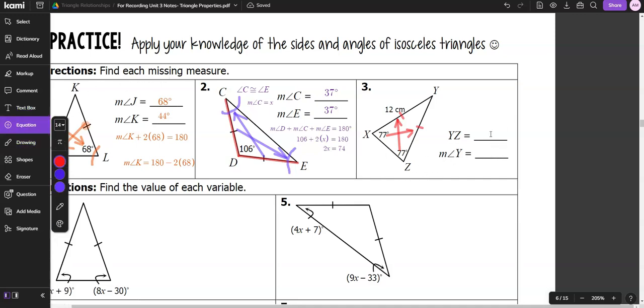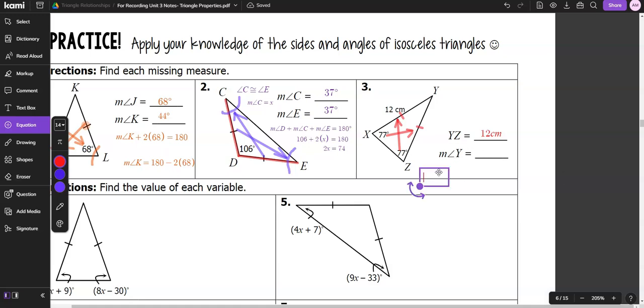So first of all, the measure of YZ, the length of YZ, is going to be pretty simple as it is congruent to XY. So YZ is 12 centimeters. And in this instance, they do give you units, so you need to give me units back.